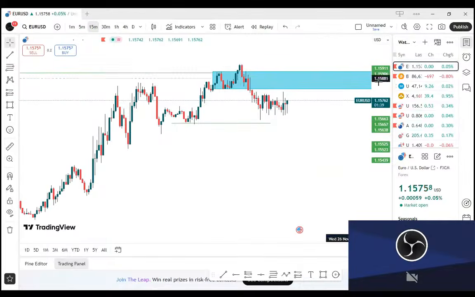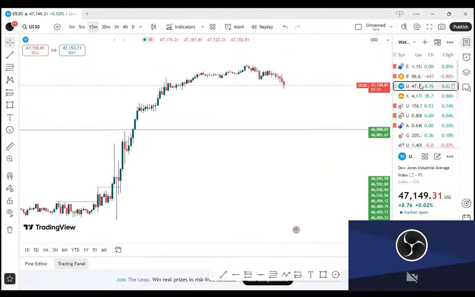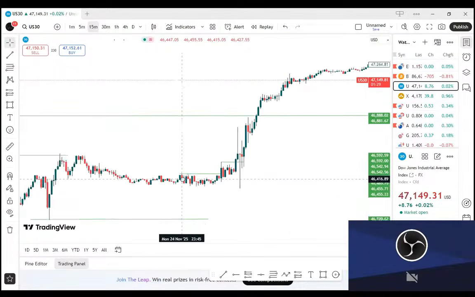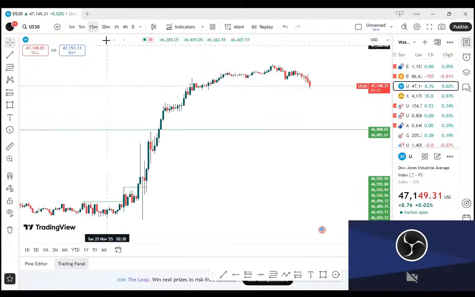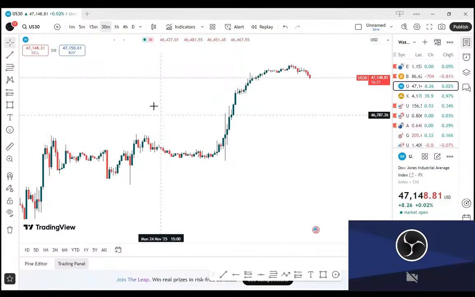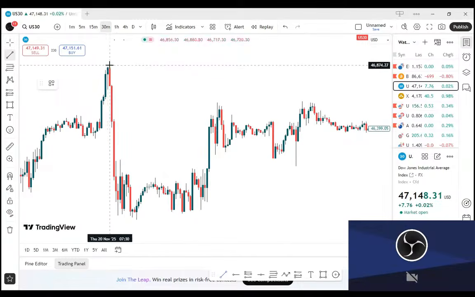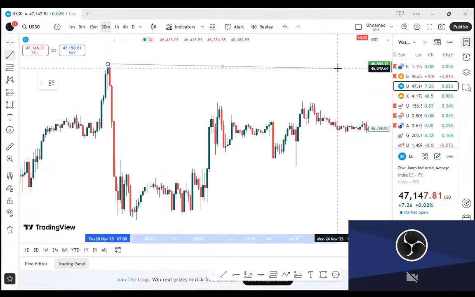Euro USD done. Let's go to US 30. And US 30 actually gave us this. Where did that line come from? Let me delete it. Delete all analysis. Let's analyze it fresh. So this is the highest level price gave us here, giving us this as a break of structures.